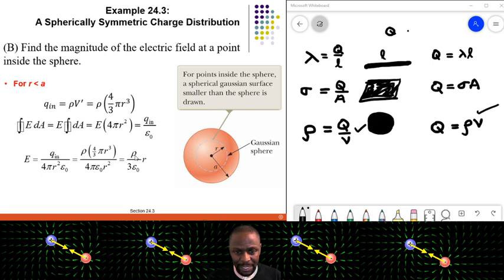Now if we write this in terms of the total charge Q, because we know what rho is, rho is Q divided by volume. Now as a result, if you do that, this is what you are going to have. Now the rho is nothing else but Q divided by 4 pi a cubed over 3, because it's just the fraction of that charge. This is just the fraction of the charge. Now as a result, this is what you are going to have for R is less than a.